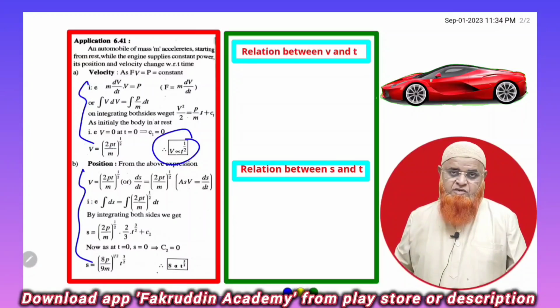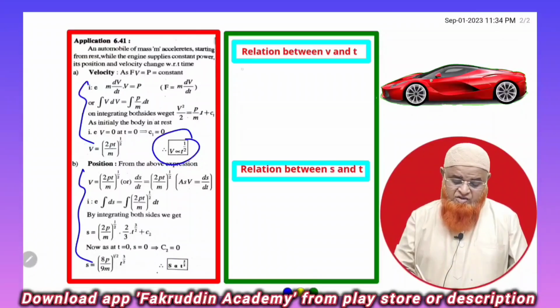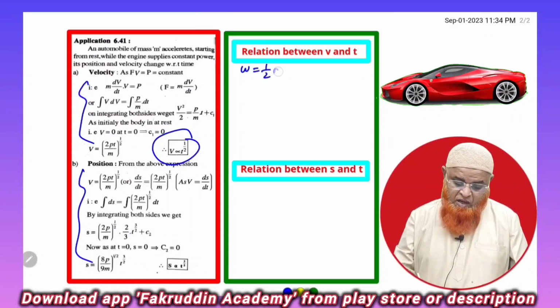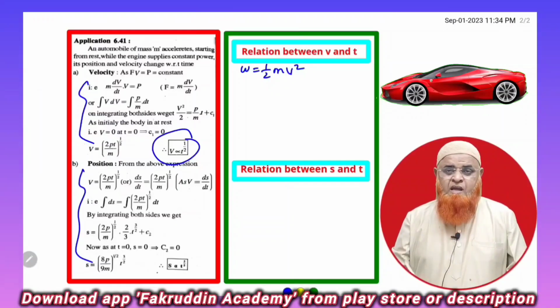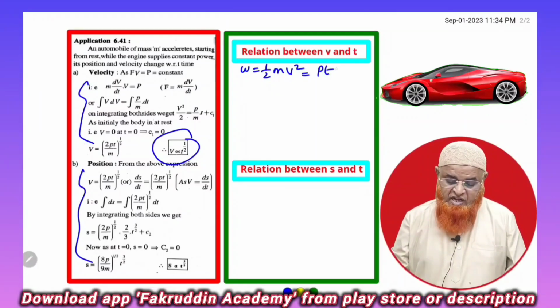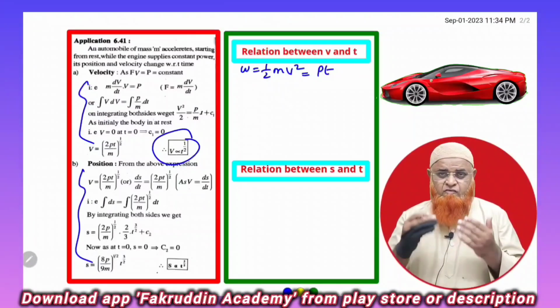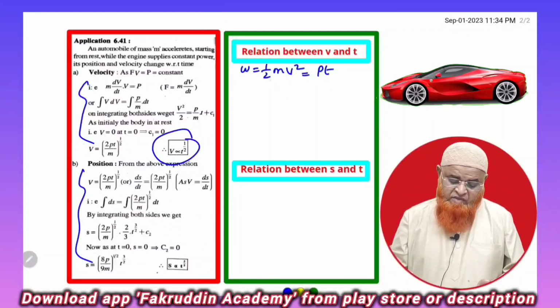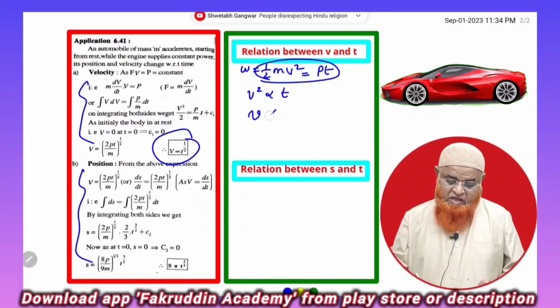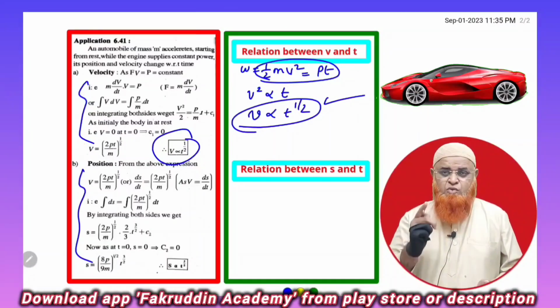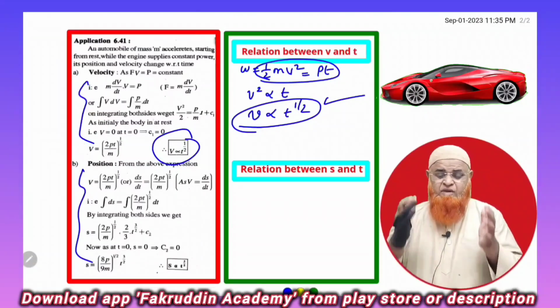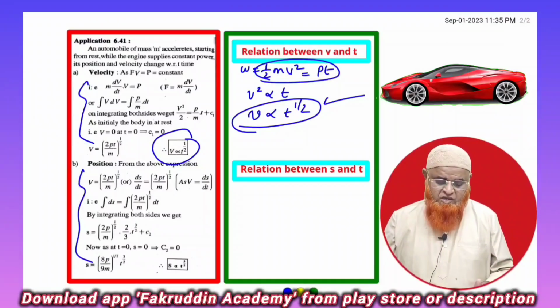For that, you need to do one simple thing: work or energy. You can take work is equal to half mv square, which can also be written as power into time, because power is equal to work by time, so work means power into time. From this it is understood that velocity square is directly proportional to time. Therefore velocity can be taken as directly proportional to t power of 1 by 2. So within 2 or 3 steps we got the relation between velocity and time so easily.